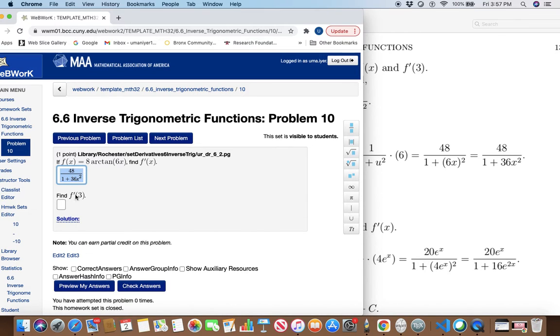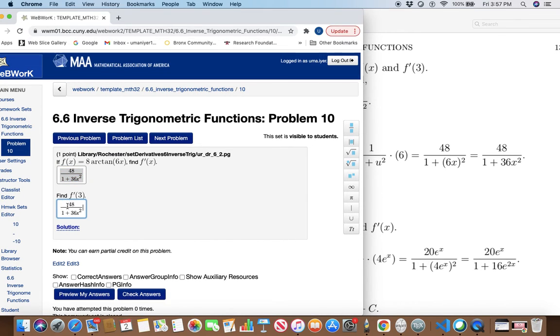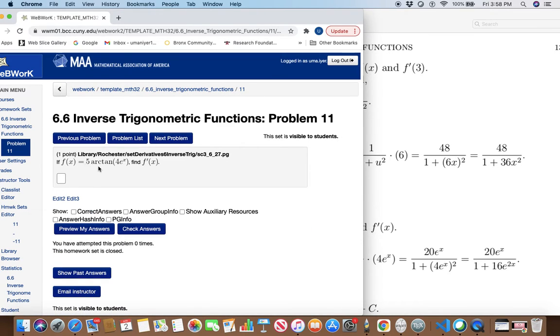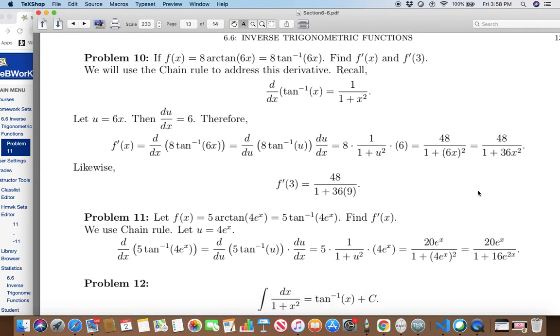I'll copy and I'll paste that x squared becomes 9 because x is 3. Wonderful. A last question. 5 arctan 4e to the x. Find its derivative.